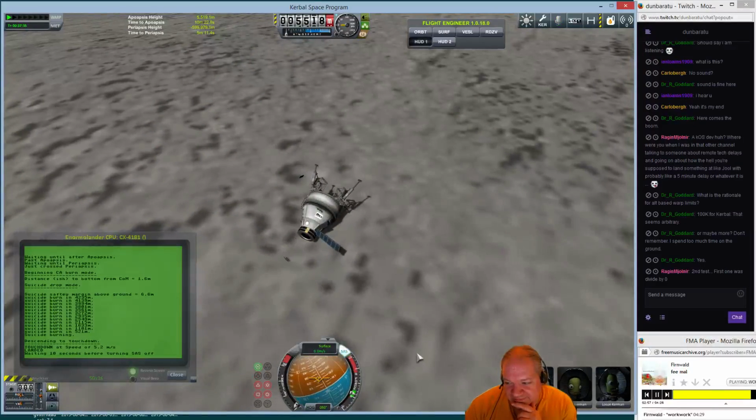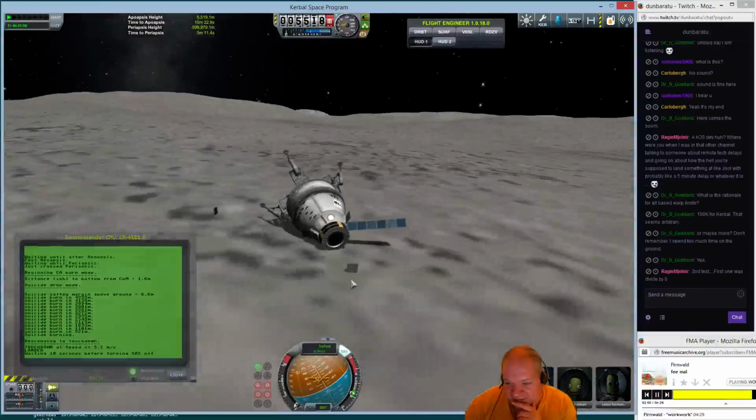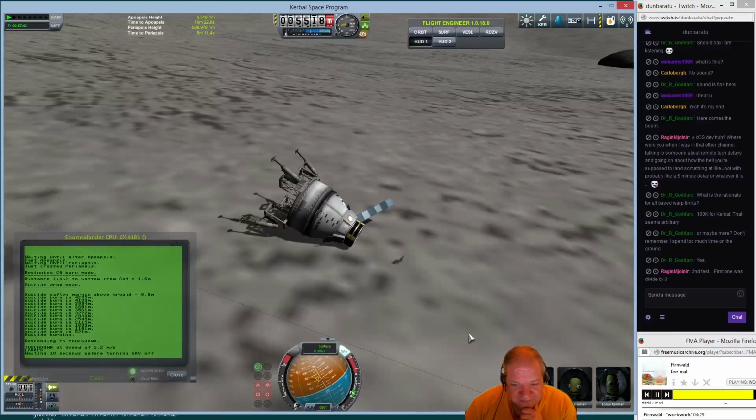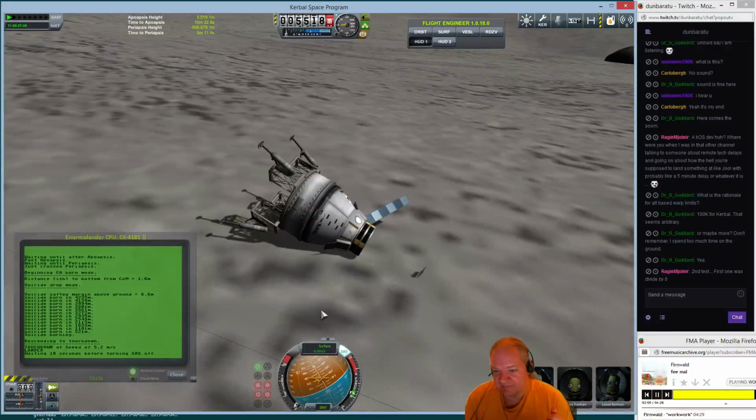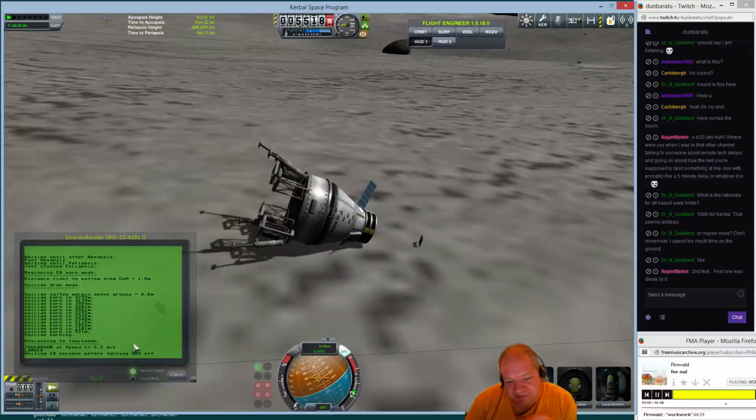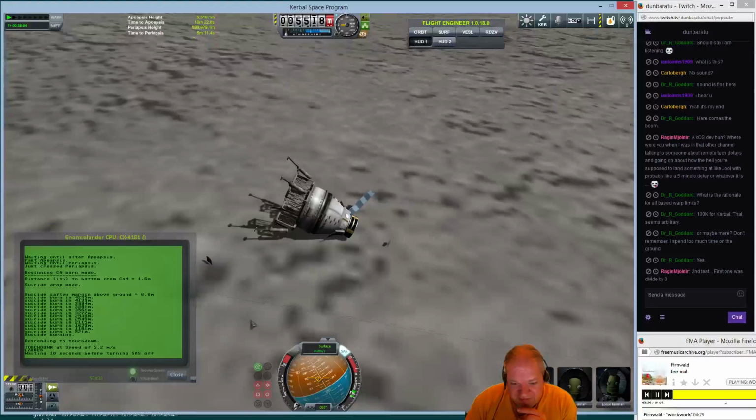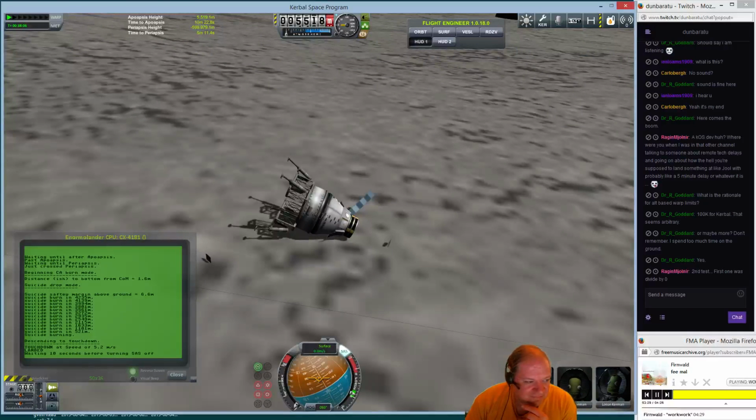Well, right. Now, it seems to believe that it had a final touchdown speed of only 5 meters a second, but that did not look like 5 meters a second to me. That looked pretty catastrophic. I don't know about you guys, but I don't believe that. 5 meters a second is pretty survivable, and that was not 5 meters a second.